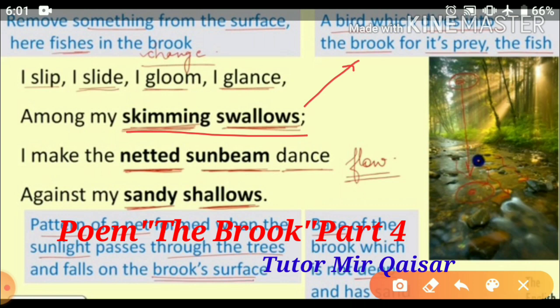I make the netted sunbeam dance. Netted sunbeam is the pattern of a net formed when the sunlight passes through the trees and falls on the brook's surface. Here you can see the sun rays passing through the trees and falling here on the sandy shallows. Sandy shallows is the base of the brook, which is not too deep and has sand.